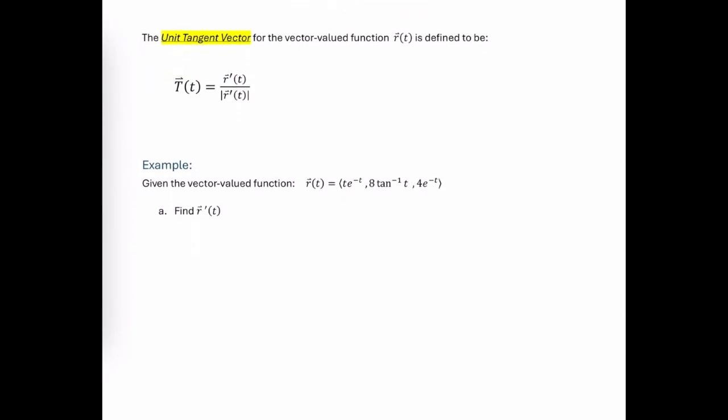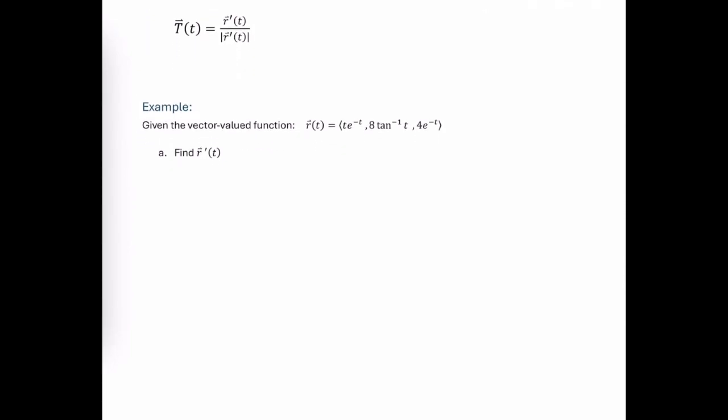So here we have our vector valued function, and the first thing that we need to do is find r prime t. In order to determine r prime t, we're going to need to determine the derivative of the x component, or our first parametric equation. Then we'll need to find the derivative of the second parametric equation, we'll call that g, and the third parametric equation, we'll call that h.